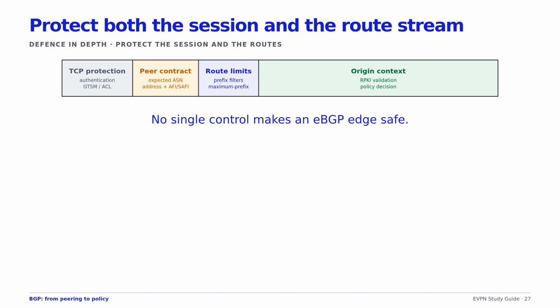Monitoring must catch session churn, unexpected growth, rejected updates, and policy changes. Security is not one password on TCP. It is a bounded, observable routing contract.